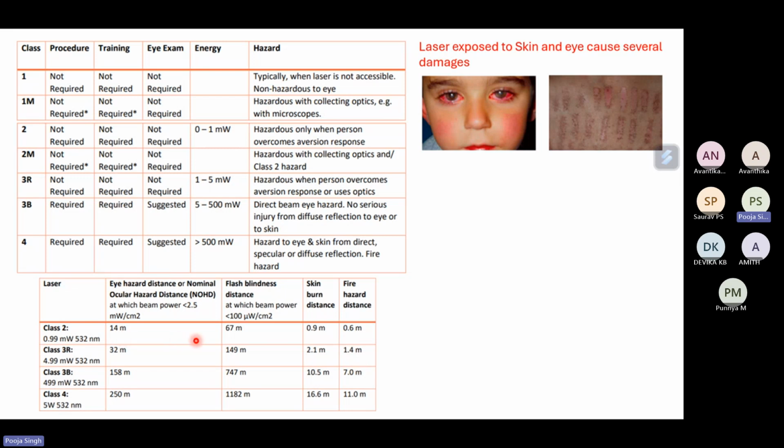Okay, so these are not all equally important, but anyone using the laser for some treatment should always get to know the possible distance at which the eye can start burning, or it can impact our skin. So this is very important, and this should always be kept in front of the door where the laser instruments are present.